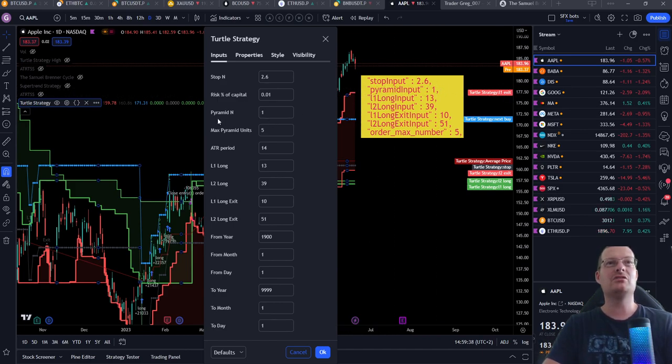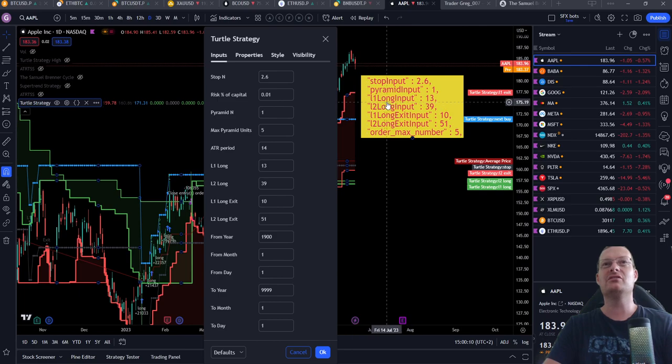So pyramid input, this would be pyramid N, maximum pyramid units. That's how many trades it will take. For me, this is here at the bottom, order max number, which is 5. So that means it will buy 5 times, and if it gets more buy signals, it won't do anything. ATR period, that's also one I removed. I've hard-coded this number, 14. I mean, there are already enough variables to change. So ATR period, I always take 14.